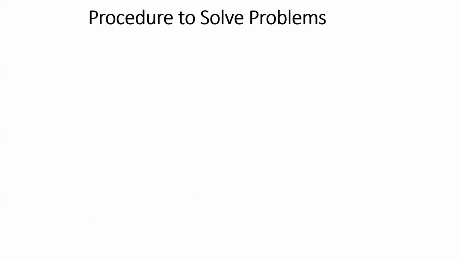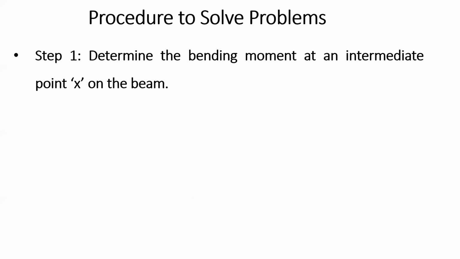So now I am going to explain how to solve a problem using the double integration method step by step. The first step is to determine the bending moment at an intermediate point X on the beam.